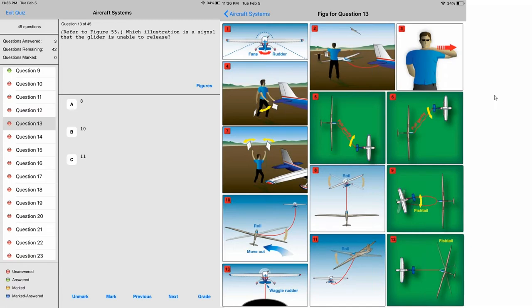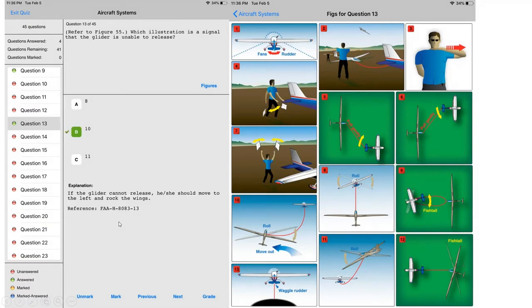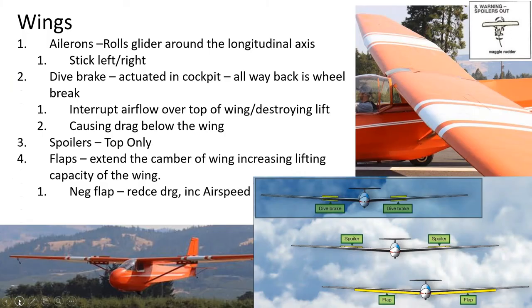All right. So wings. Again, like I said, this is just an overview tonight. We're not going to get into aerodynamics this week. That'll be next week. For those of you that have never been in an airplane or around gliders, you can see the wings of our big orange. On the outer edges, on the back, are your ailerons. Remember earlier I said the stick and the ailerons control the roll of the glider around the longitudinal axis.